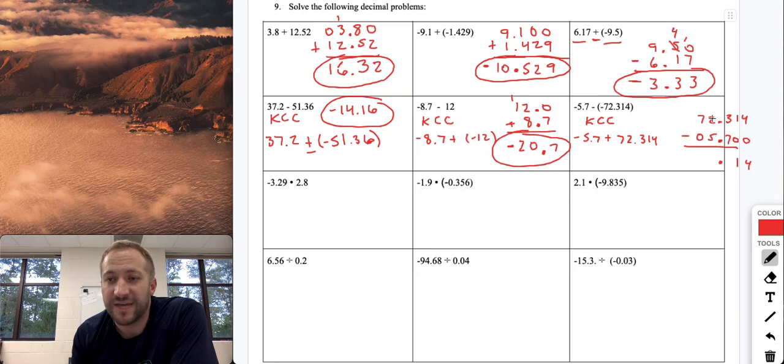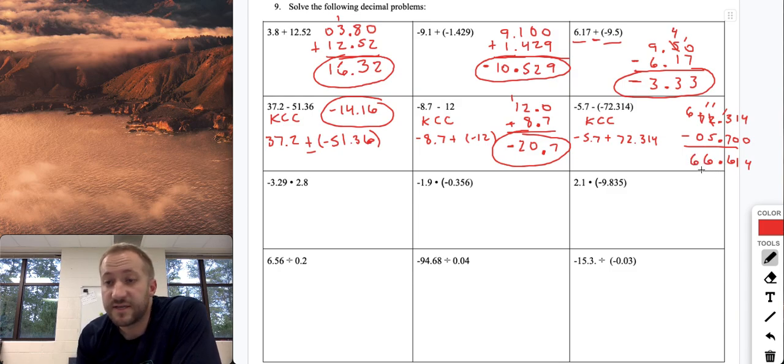3 minus 7 I can't do. I'll borrow. Now this is a 13. 13 minus 7 gives me 6. 1 minus 5 I can't do. I'll borrow again. Now this is an 11. 11 minus 5 gives me 6. 6 minus 0 gives me 6.